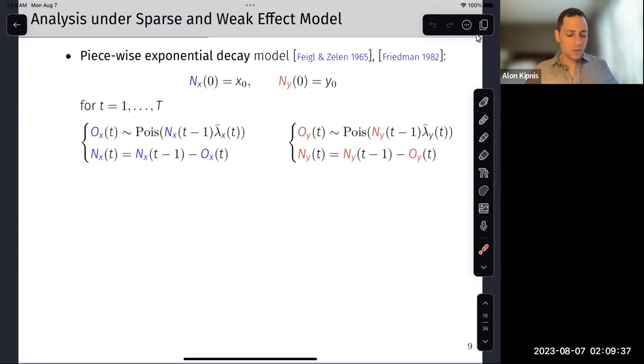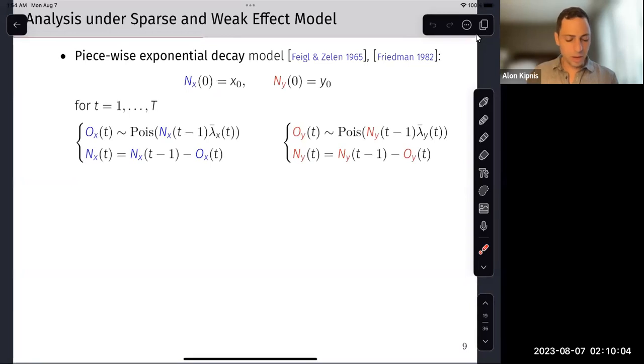In this model, we assume that the number of events observed in every time interval has a Poisson distribution, and the rate of the Poisson is proportional to the number of at-risk patients at the beginning of the interval times some parameter, which we call the hazard of that group on that interval. The same goes for y, and for the next interval we update the number of at-risk patients. In this model there is no censorship, but you can incorporate censorship into the situation, not a problem.